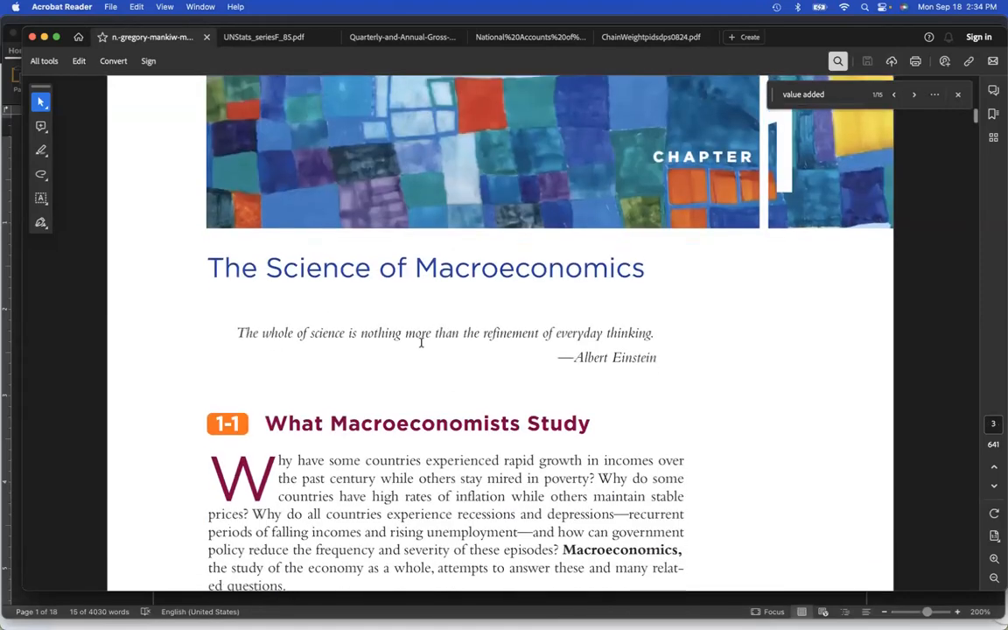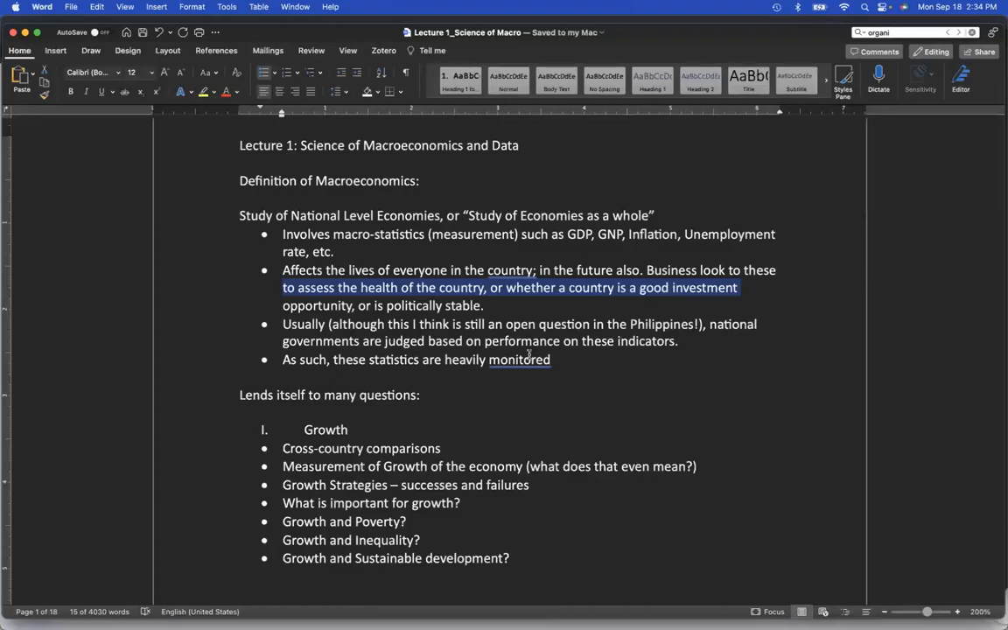So this is the science of macroeconomics. Okay, what is the subject matter of macro? Right. So it's the study of national level economies, or the study of economies as a whole. Historically speaking, macro was born because governments were made aware that their policies had an effect on these macro statistics such as GDP, GNP, inflation, unemployment rate, that they could measure these things and they could also affect or influence them.